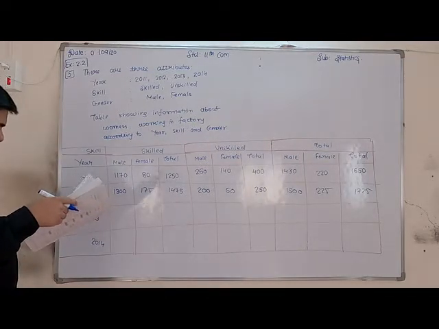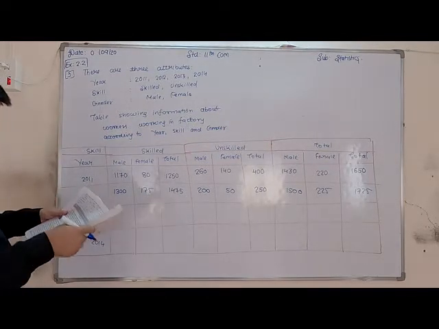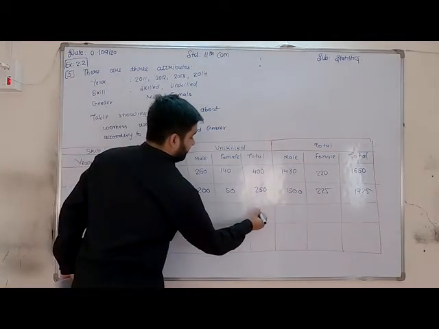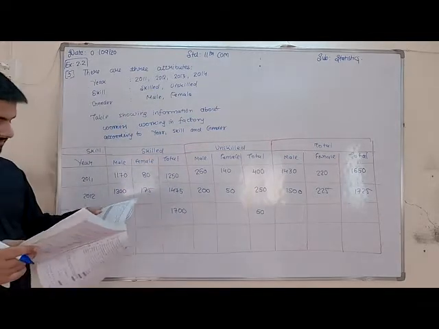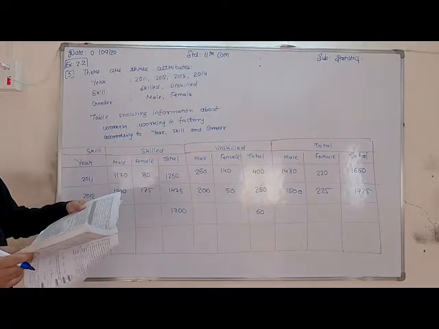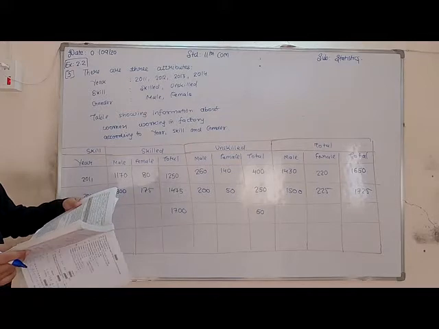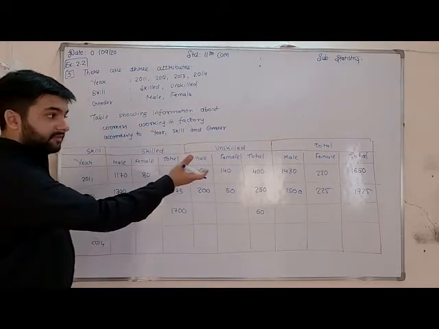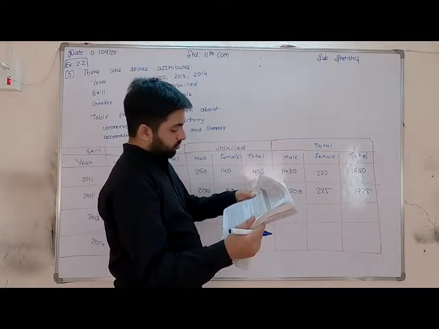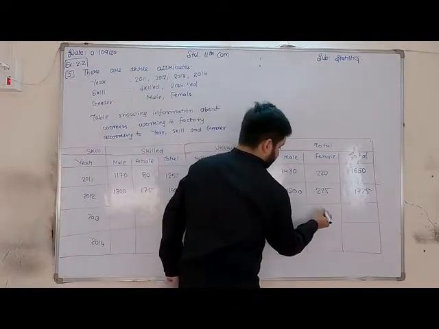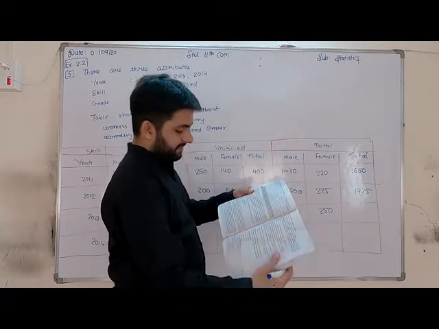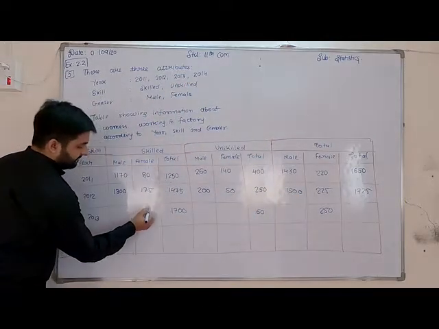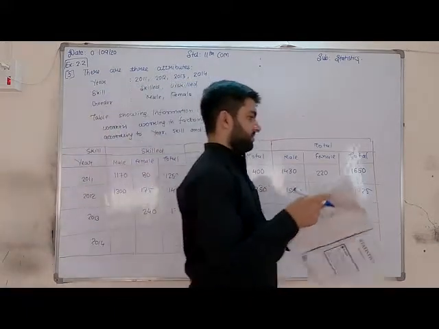Now in 2013 there were 1700 skilled, 1700 total skilled, and 50 unskilled. Out of total workers, 250 were females, and from these 250, 240 females were skilled.